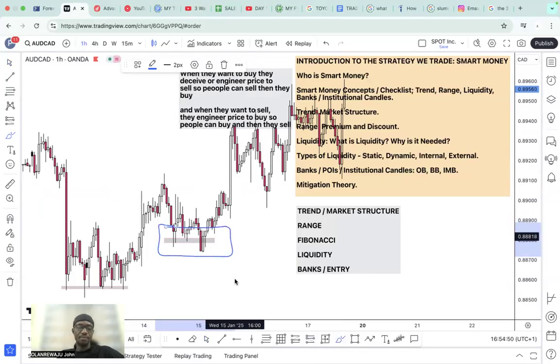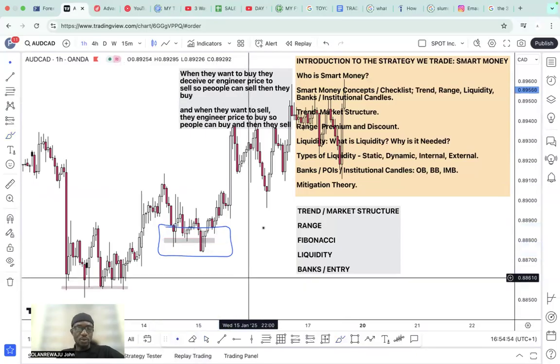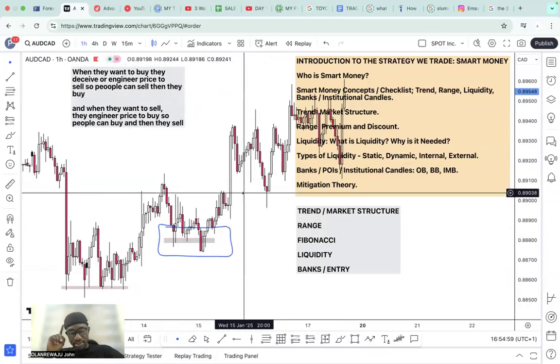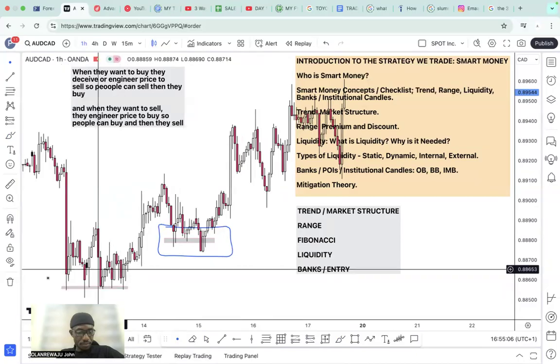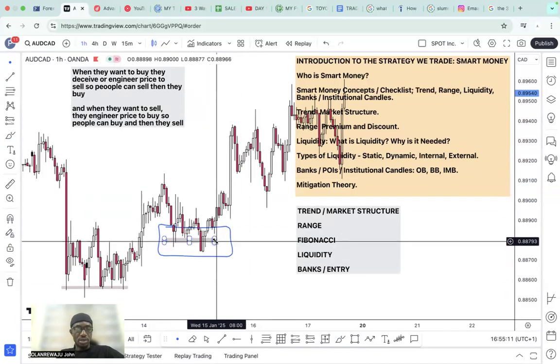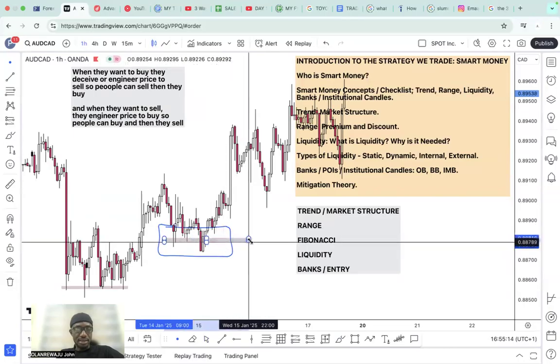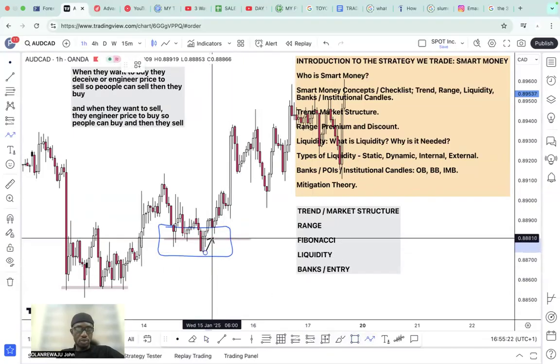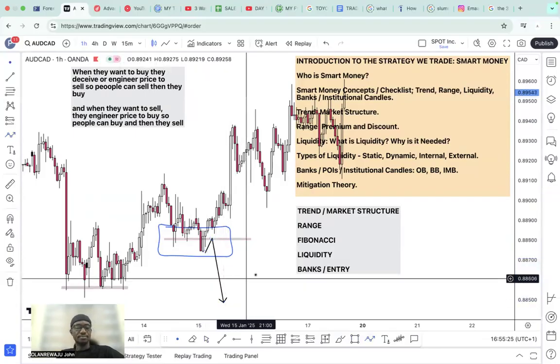And what do I mean? I'm still trying to explain the meaning of this statement to you. Remember, I said that when they want to buy, they will engineer price to sell. You know that in support and resistance, we've learned that, for example, in this place, the support should hold. And once the support gets broken, there's every probability that that support can now turn resistance. And people will want to sell from there.